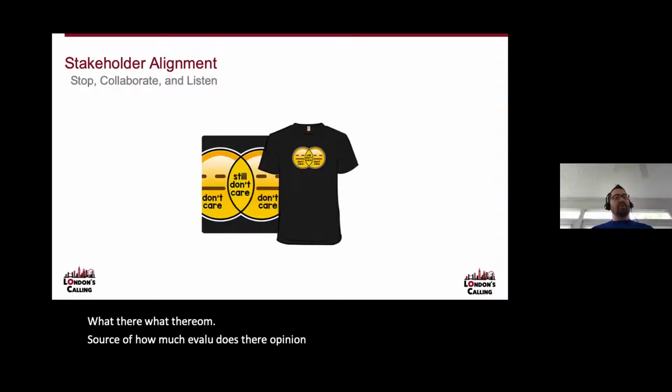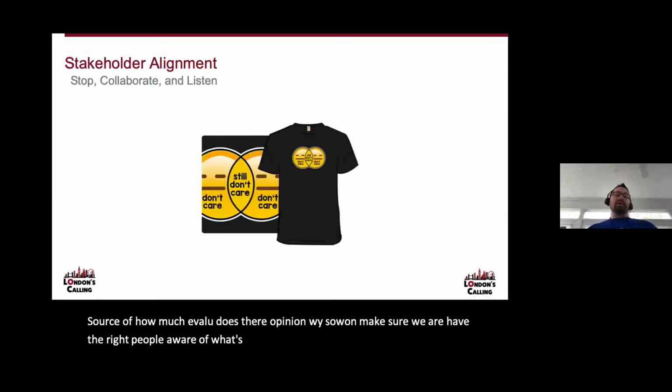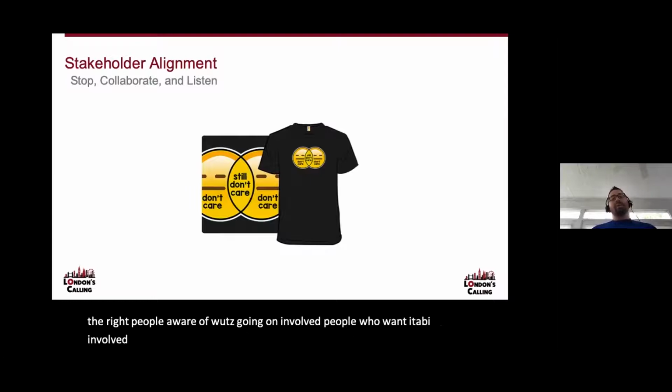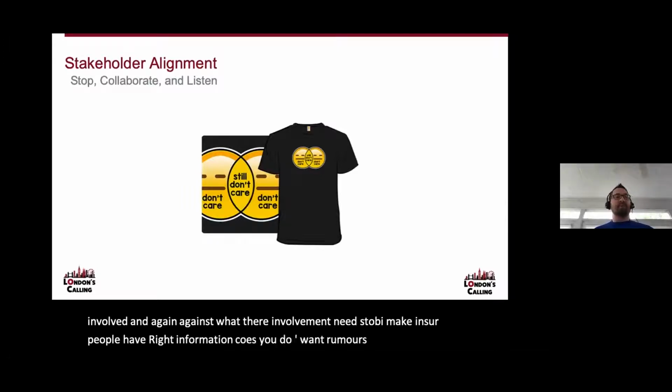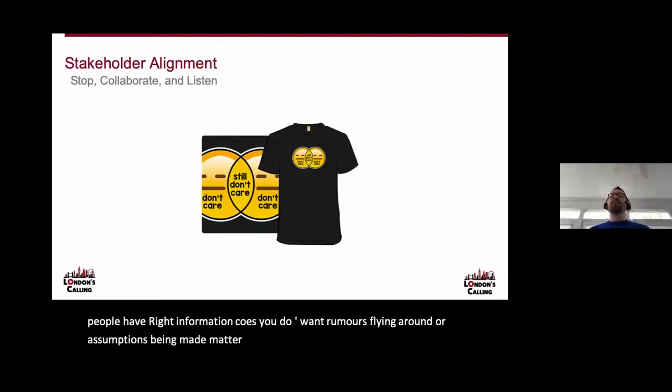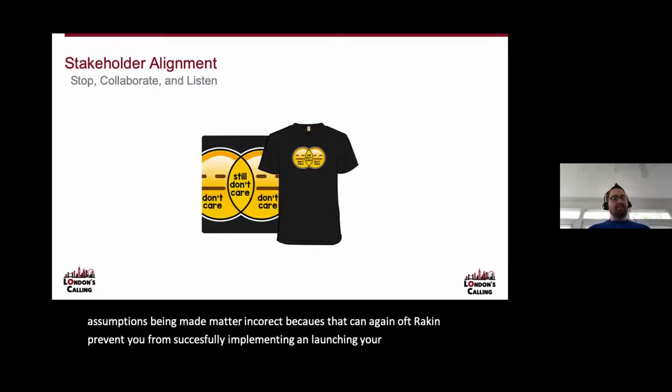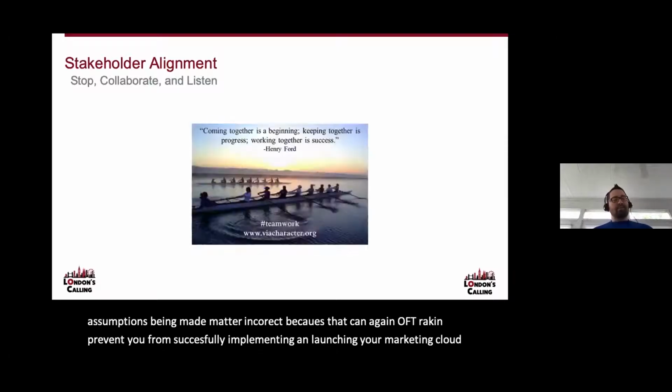So we want to make sure we have all the right people aware of what's going on, involve the people who want to be involved, and again, measure that out against what their involvement needs to be, making sure people have the right information, because you don't want rumors flying around or assumptions being made that are incorrect, because that can, again, take you off track and prevent you from successfully implementing and launching your marketing cloud application. So we want to make sure you get those people involved.